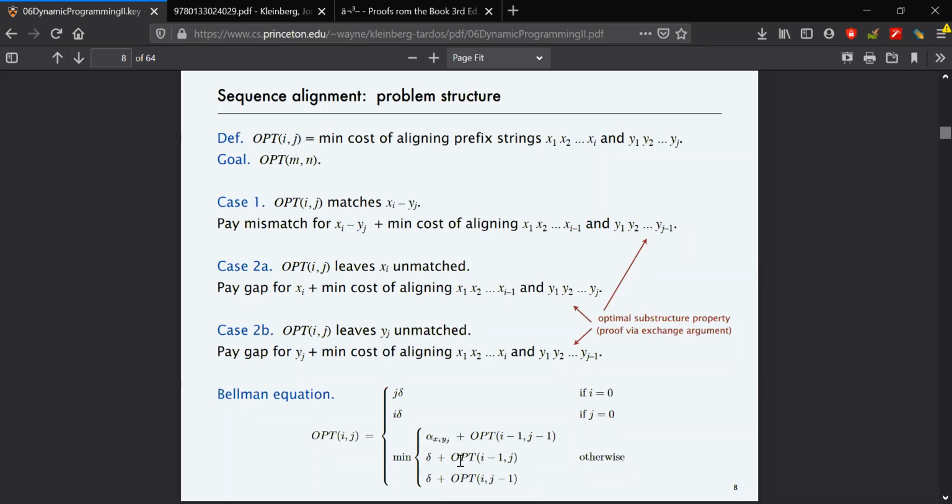The other possibility is that you're not matching xi. You're leaving xi unmatched. For this, you have to pay a gap cost for xi, and the optimum cost for matching the rest of the string. And the third case is that you're not matching yj. In this case again you pay the gap cost plus the additional cost for optimally matching the rest of the string. Is this formulation clear? Go over it once more. I'll proceed now.